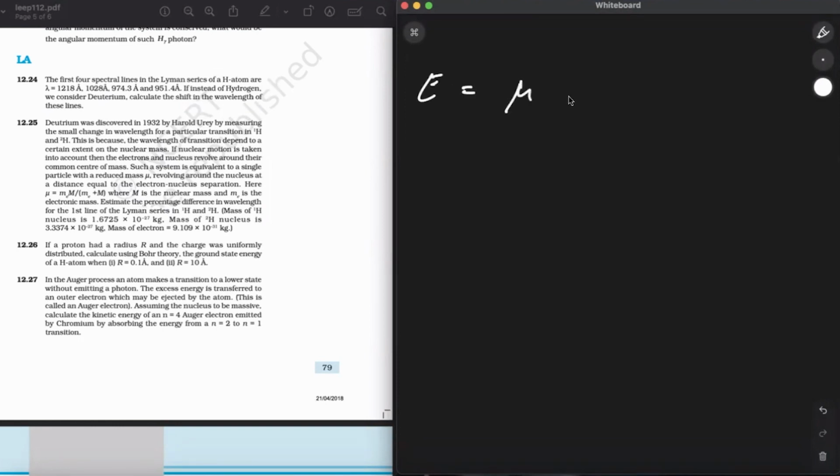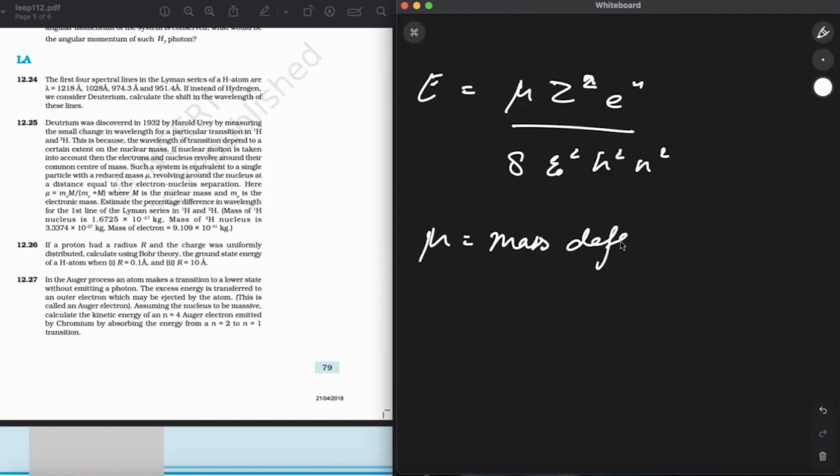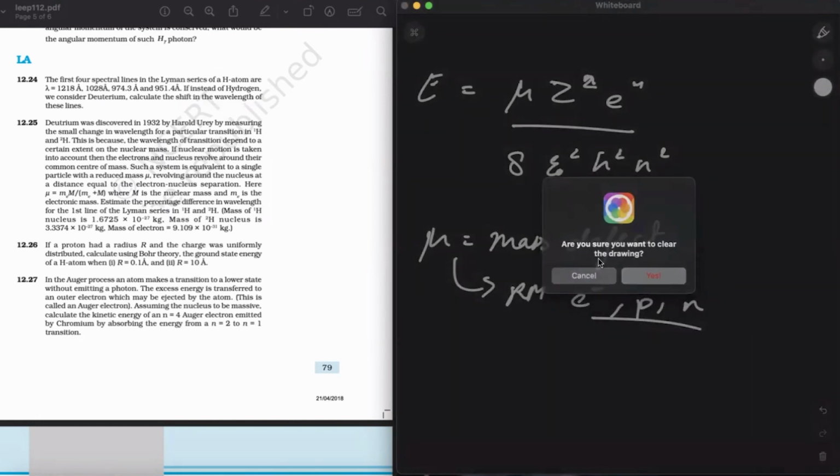So writing the reduced mass. In the nth orbit, I'm writing Z squared e^4 divided by 8 epsilon naught whole squared h squared n squared. So mu is the reduced mass of the electron. I'm writing it over here. I simply write mu as the reduced mass of electron, proton, neutron, all three. So it is the reduced mass over here.